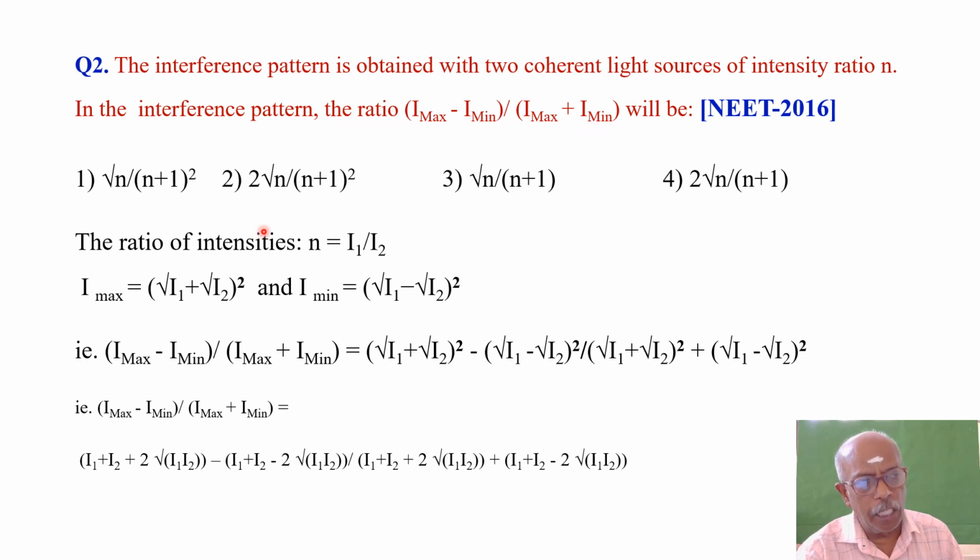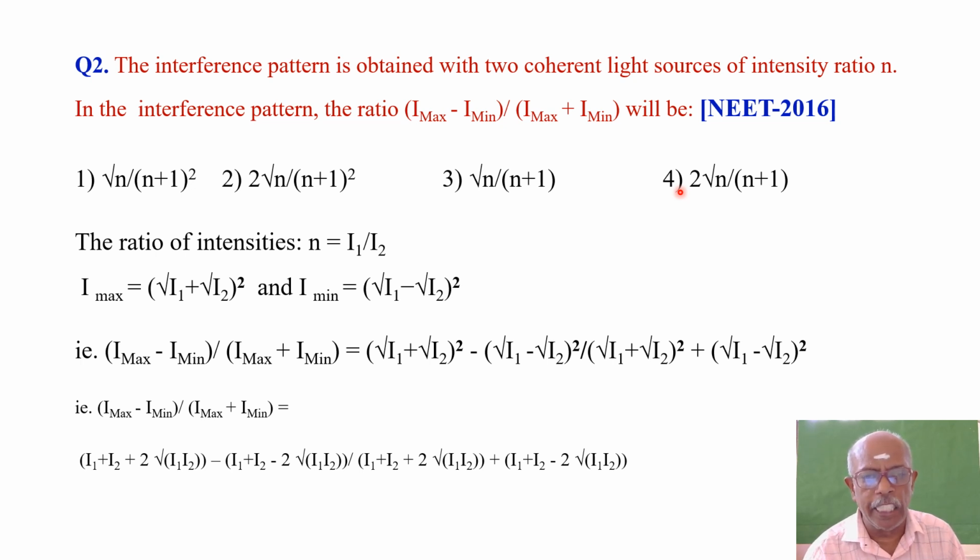You are given four options. Number one, square root of n divided by n plus 1 the whole square. Number two, 2 root n divided by n plus 1 the whole square. Number three, root n divided by n plus 1. Number four, 2 root n divided by n plus 1. This question has been asked in the NEET examination in the year 2016. How to solve this problem?